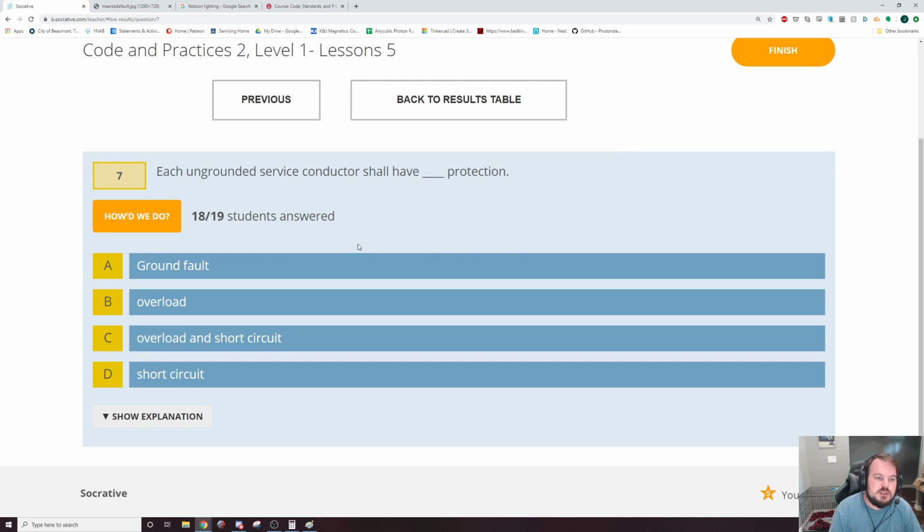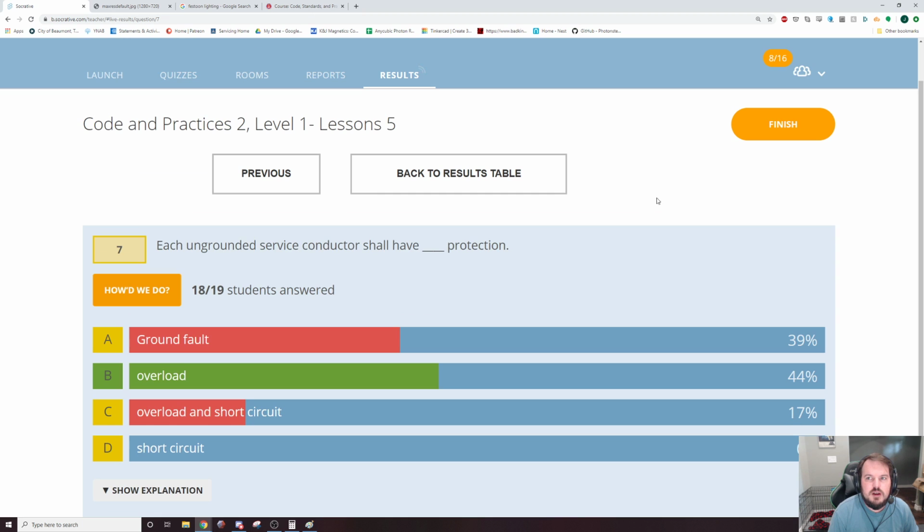Alright, each ungrounded service conductor shall have overload protection. That almost goes without saying, but all 4 answers here are kind of reasonable. And you would look up overload protection or overcurrent protection under service equipment, which is Part 7. And then ungrounded conductor is right there whenever you find that. And you can read through there, and it's pretty accurate to what you have.